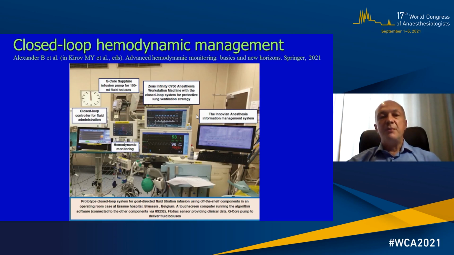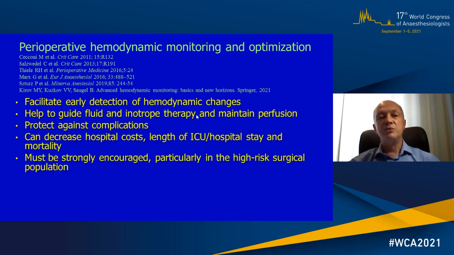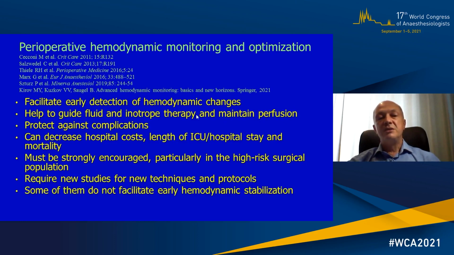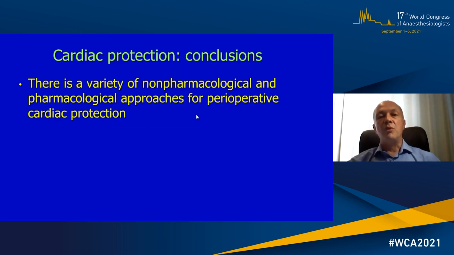The perioperative hemodynamic monitoring and optimization can facilitate early detection of hemodynamic changes. They can be helpful to guide fluid and inotrope therapy, and combined with optimization can protect against complications, decrease hospital costs, and may be strongly encouraged, particularly in high-risk surgical patients, to improve clinical outcome. The new techniques and protocols require new studies, and some of the protocols do not facilitate early hemodynamic stabilization, like this study when administration of colloids did not lead to improvement of stroke volume.